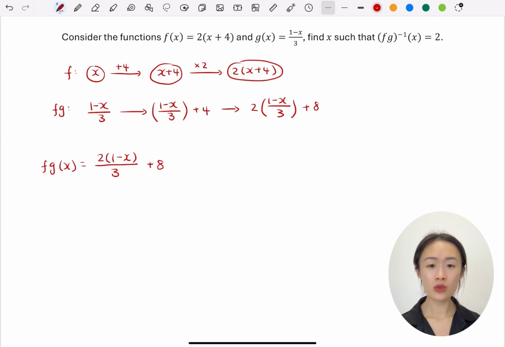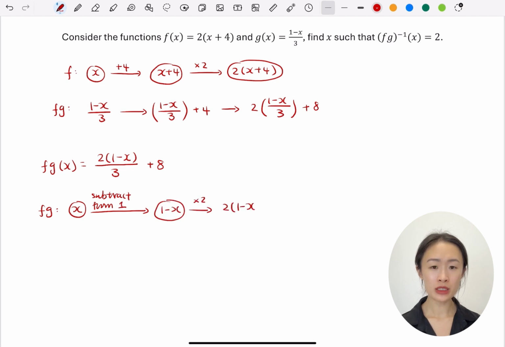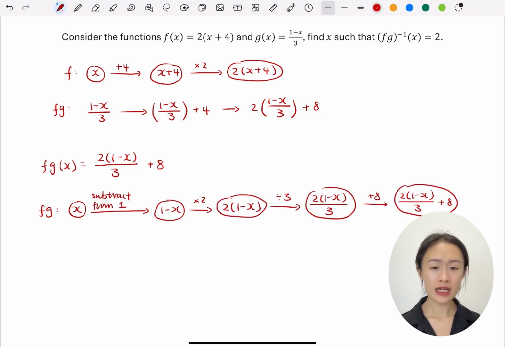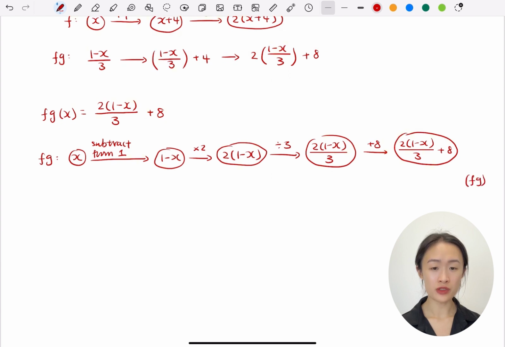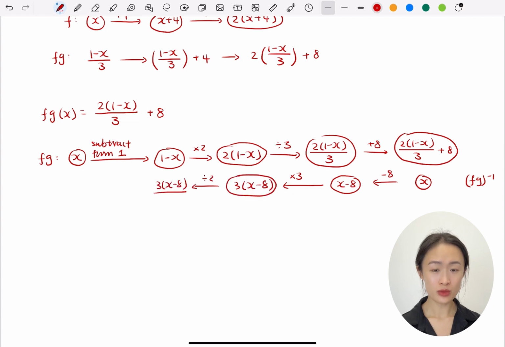Okay, so let's see what fg does. fg takes x, subtracts from 1, and then multiplies by 2, divides by 3, and then plus 8. So what we need to find is the inverse of fg. So we take x, subtract 8, multiply by 3, divide by 2, and subtract from 1. Remember, these two are self-inverse. So fg inverse is going to be 1 take away 3 brackets x take away 8 over 2.